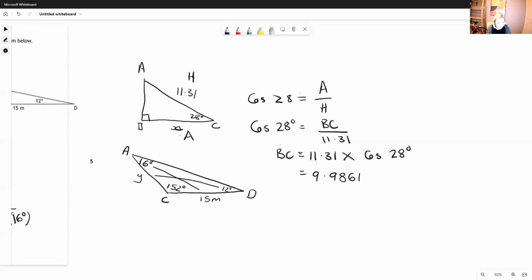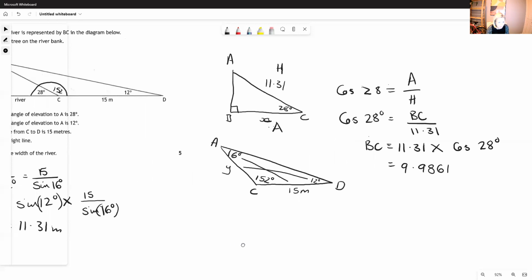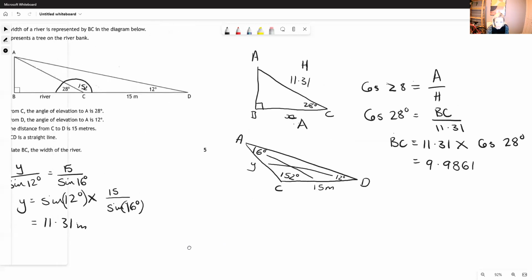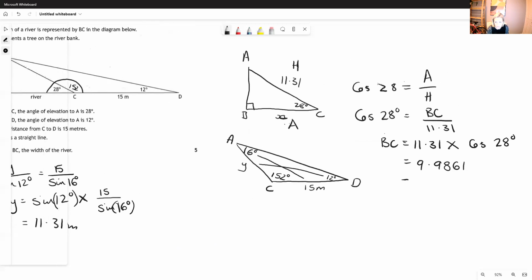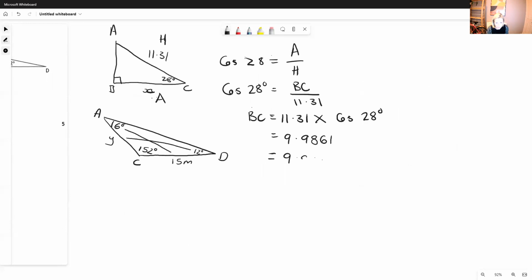Before I go and round, I'm just going to double check that the question didn't ask me to round anything. Nope, it didn't. It just said the width. So I'm going to round that to 2 decimal places. So 9.99 meters. Okay, that'll do. And that's the width of the river.